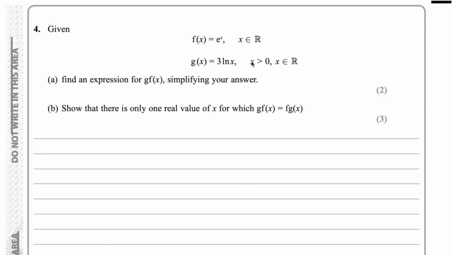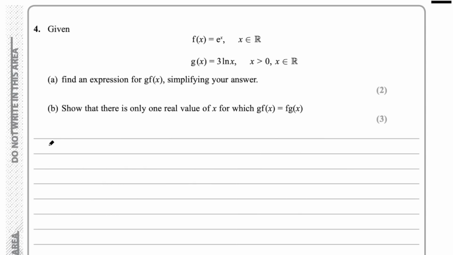Question 4 says, given f of x equals e to the x, where x is any real number, and g of x equals 3 log x, where x is greater than 0, find an expression for g of f, simplifying your answer.